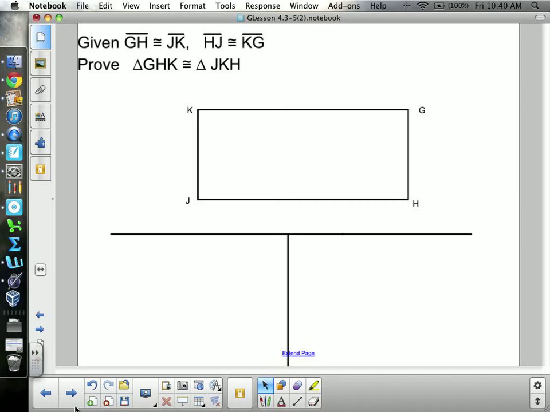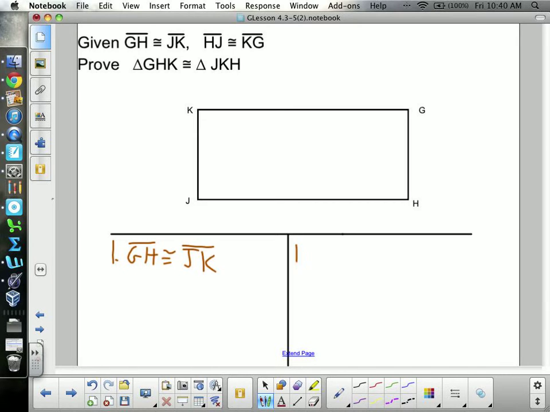Notice there's a rectangle up there. There's no triangles. How about that? Given GH is congruent to JK. Okay, let's see what we can do with this. I don't even have triangles in the picture, but that's okay. Let's get there. GH is congruent to JK. That's given.